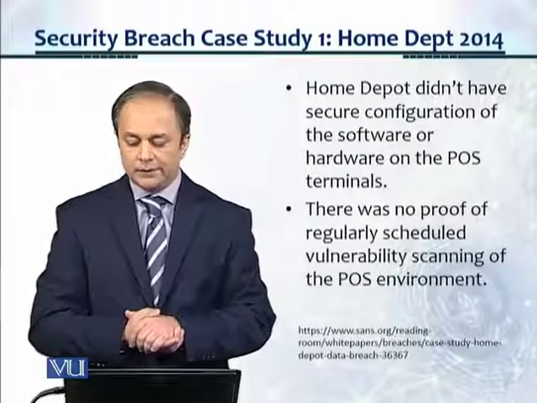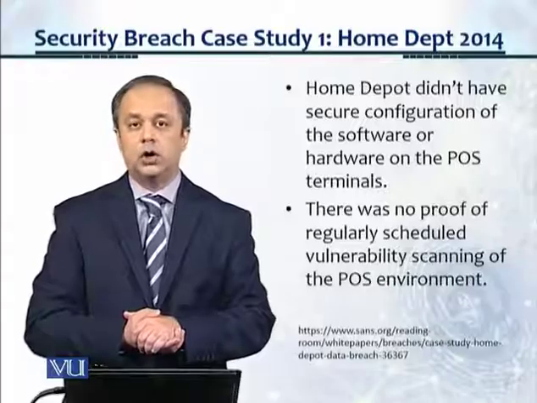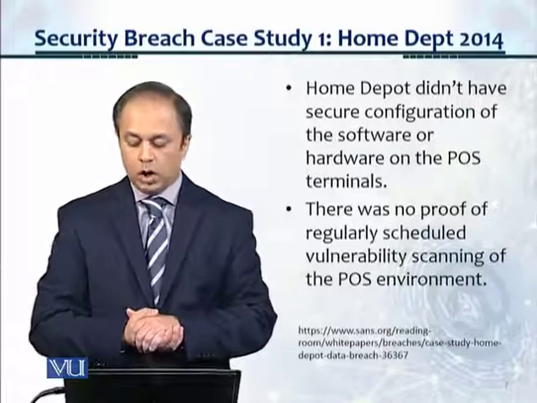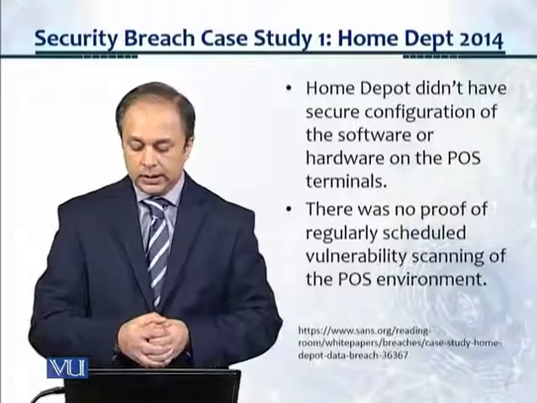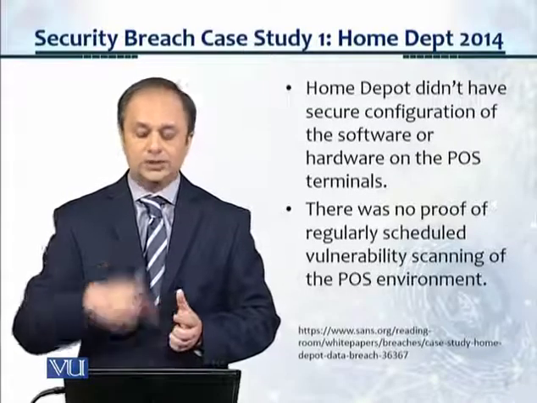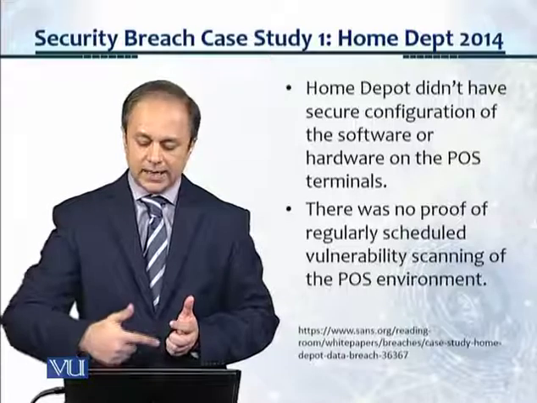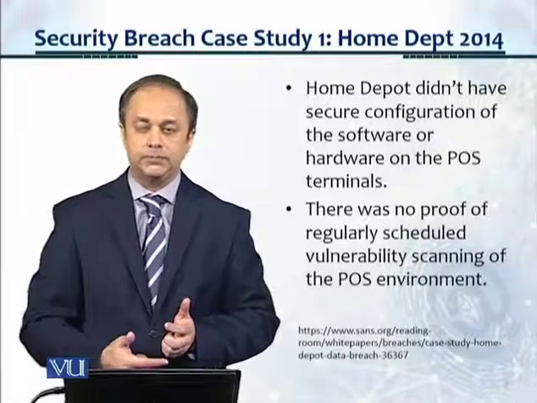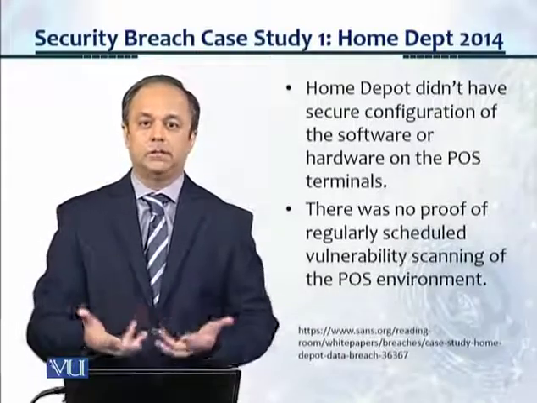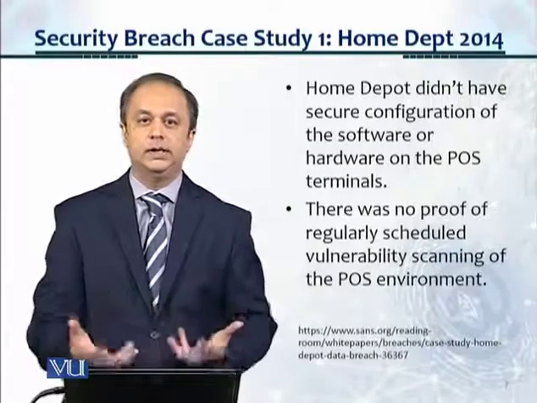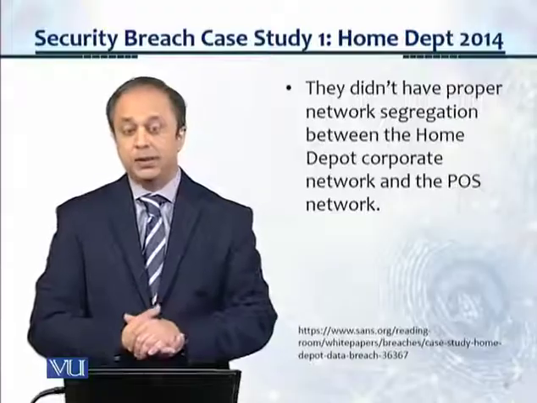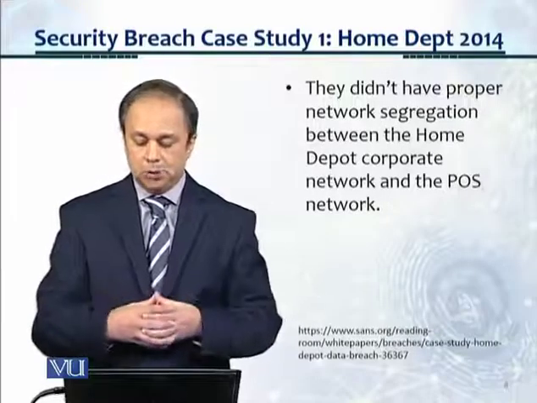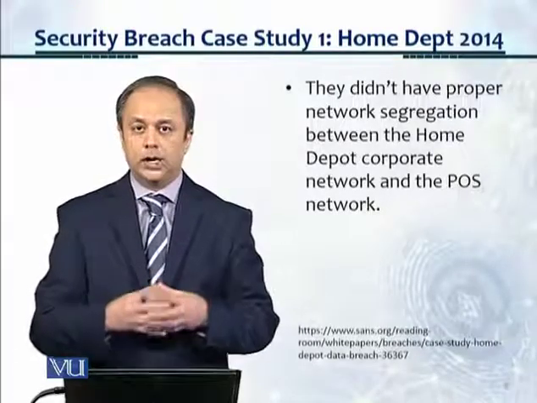Home Depot didn't have secure configuration of the software or hardware on the POS terminals, and this was one of the weaknesses that they had. There was no proof of regularly scheduled vulnerability scanning of the POS environment. And because of that, obviously there were vulnerabilities, and it was very easy to exploit those vulnerabilities. And they didn't have proper network segregation between the Home Depot corporate network and the POS network.